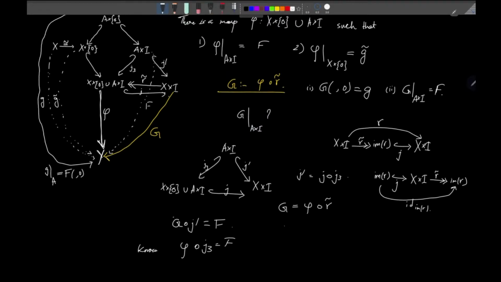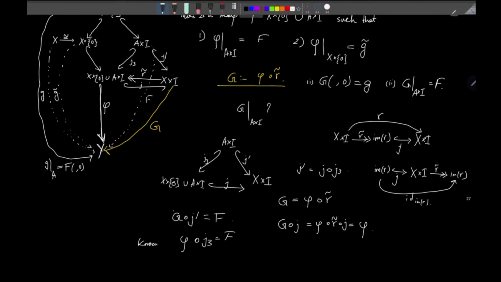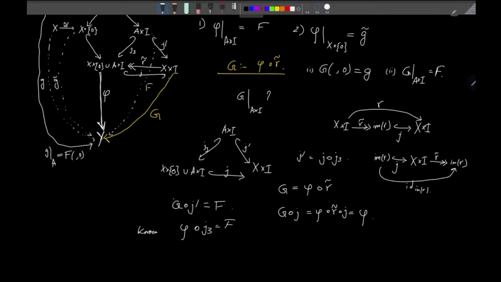So we apply J on both sides. We compose with J, both maps. We see that phi composed with R tilde, composed with J. Composition is associative, so we can do all these bracket things. And we know that R tilde composed with J is equal to the identity. So this is really just phi. Okay, good to go. We are looking good at this point.